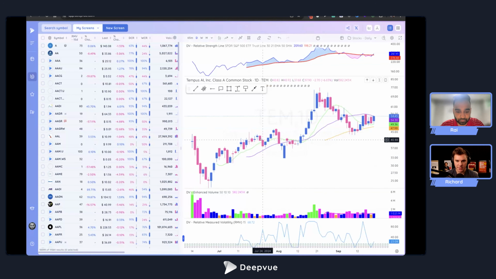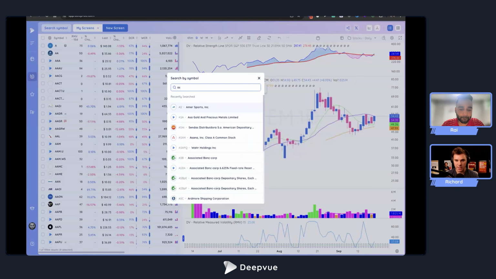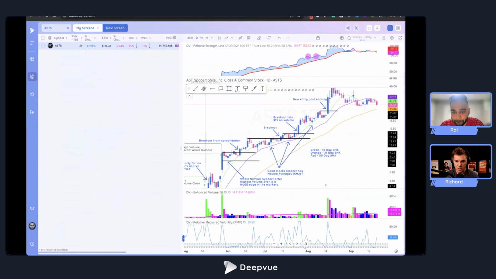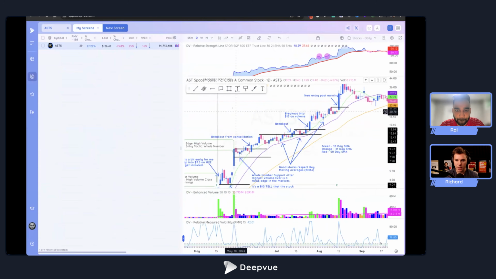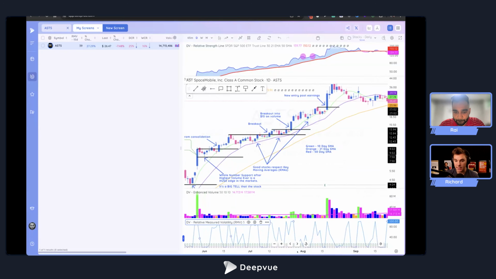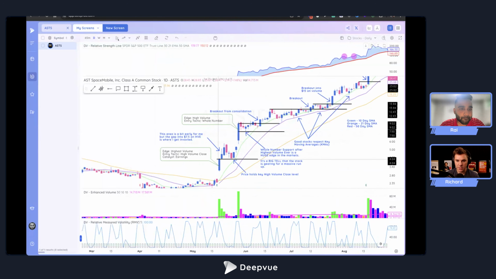Bring up ASTS, because this is another good example of it being tight and then expanding to the downside recently. But prior to that, you had a lot of good signals to the long side as well. So switch this to 5. Because this is such a powerful mover and really volatile name, I often like to change the look back period to 5. It's going to give more oscillations up and down. If you go through a chart of ASTS and zoom in and look at every time RMV went to 0 or extremely low, you'll notice how it's contracting and you'll see how RMV is working.